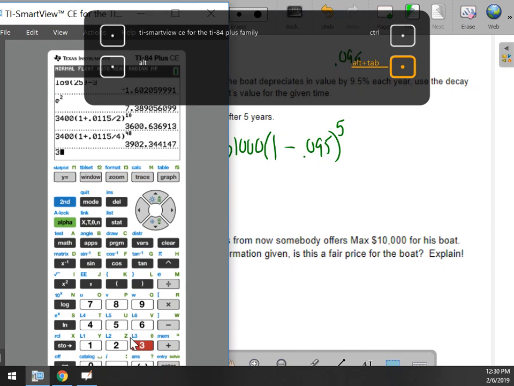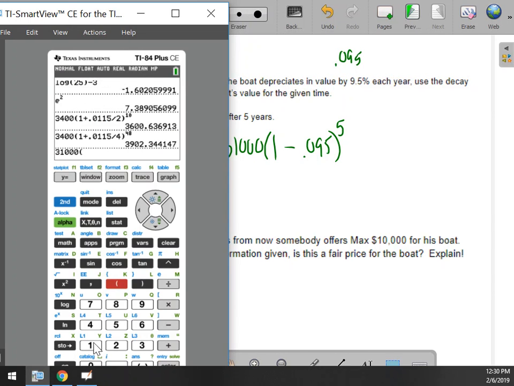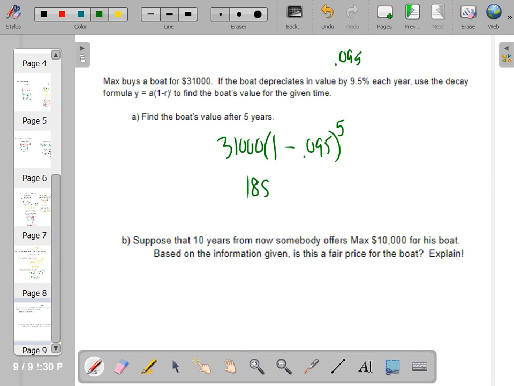So let's type that in, 31,000, 1 minus 0.095 to the 5th. I got 18,819.35. So the boat, after 5 years, is now only worth $18,000, a little under $19,000. Which is kind of a bummer.